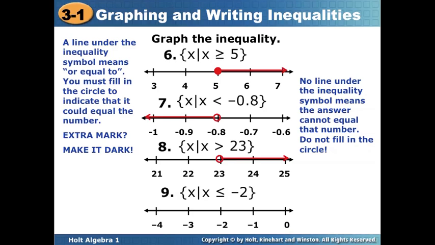So your number line should go from -4 to 0 with a closed circle on the -2. Remember, extra mark, make it dark. And we're going to shade towards the less than side. Notice each time that we shade, it's in the same direction that the arrow is pointing.